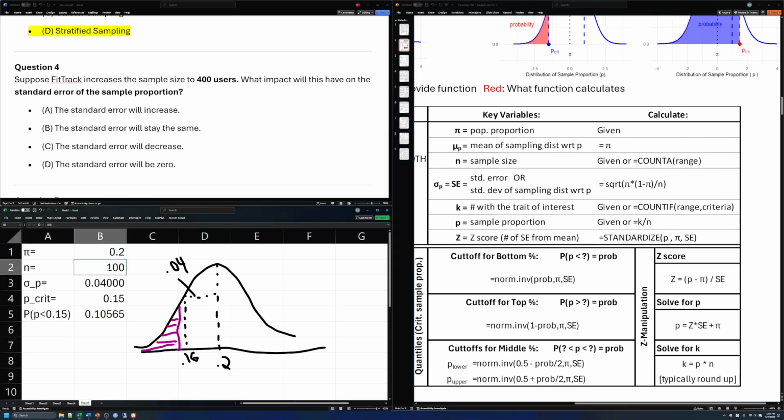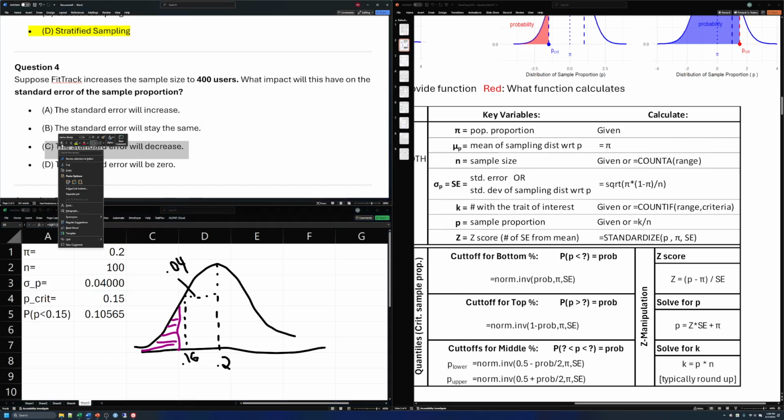We can also just check in here. Let me double check and change this from n equals 100 to 400, and let's see what happens to our standard error. And our standard error decreased by half. So it definitely got smaller from where we were at a sample size of 100. So the standard error will decrease. Let's go ahead and highlight that one.